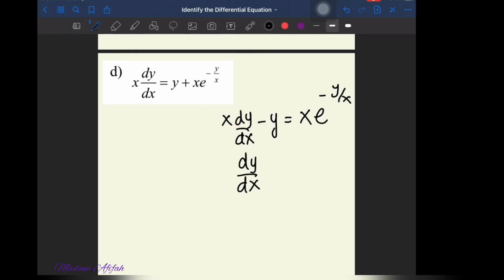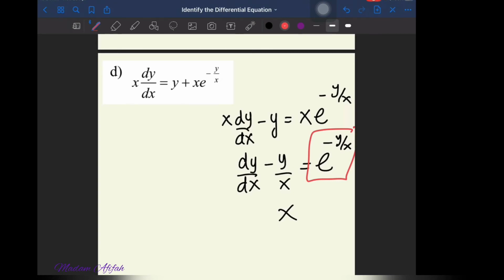dy/dx minus y over x is equals to e^(-y/x). This is non-linear because you cannot have a function of y on your right hand side. Is this the exact equation?